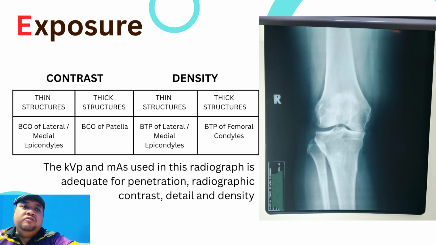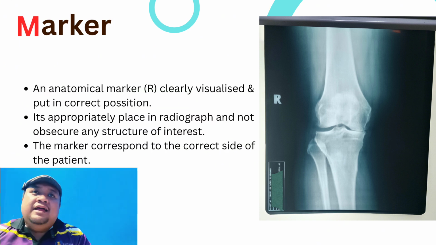So, for the conclusion, the KVP and MAS used in this radiograph appear to be adequate because they provide the right balance of penetration, contrast, detail, and density. This ensures that both fine internal structure and outer body outline are well demonstrated, making the image useful for diagnostic interpretation. Let's evaluate the marker in this AP radiograph.